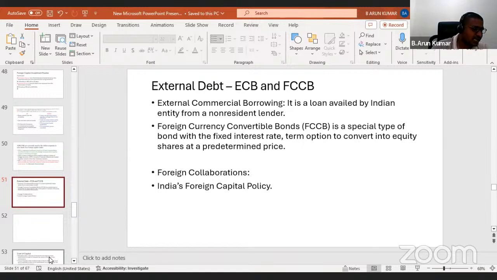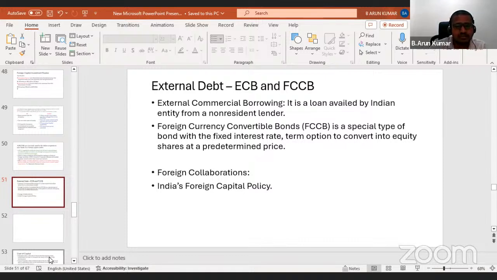Then after foreign currency convertible bonds, it's all foreign collaborations. Foreign collaboration is an arrangement to carry on an agreed task collectively with the participation of resident and non-resident entities. It is an alliance between domestic, native and foreign, non-native entities like individuals, firms, companies, organizations, and governments. These parties come together to work on some tasks or projects under collaboration agreements.